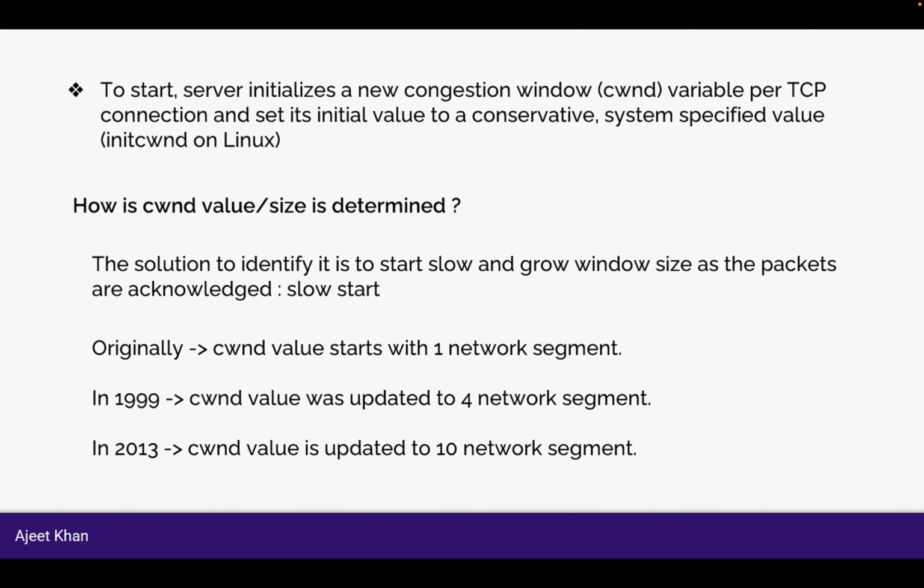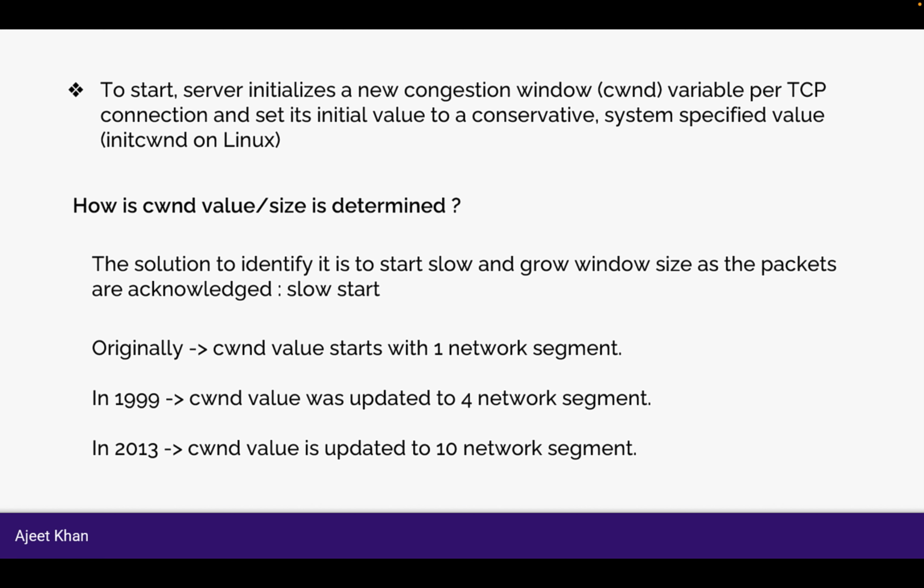To start, the server initializes a new congestion window variable per TCP connection and sets its initial value to a conservative system-specified value, which is known as initcwnd on Linux. So the server is setting up the variable CWND, and this initial value is picked up from a system-specified value which it can find in Linux using initcwnd. Now the question is, how is the CWND value or size determined? The solution is to start slow and grow the window size as the packets are acknowledged. This is what slow start means.